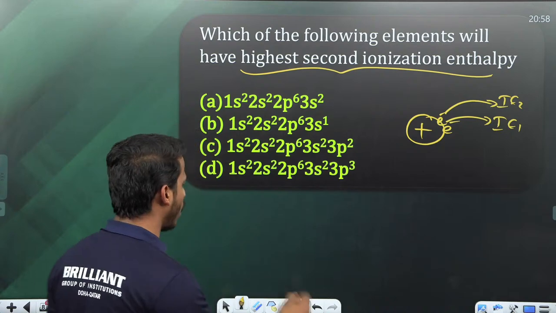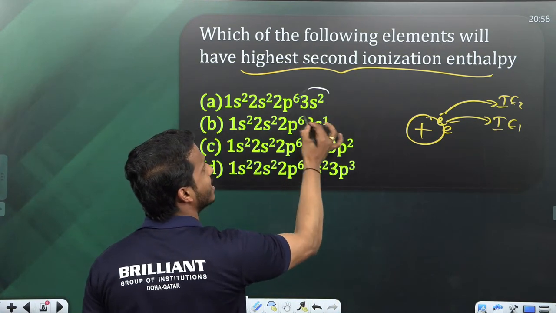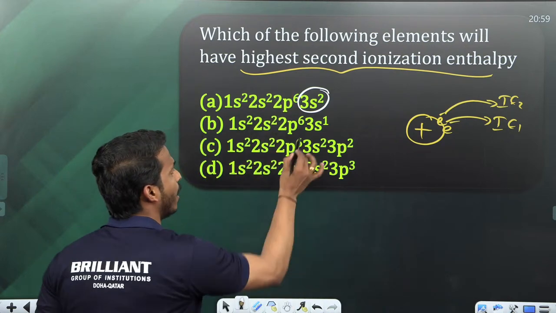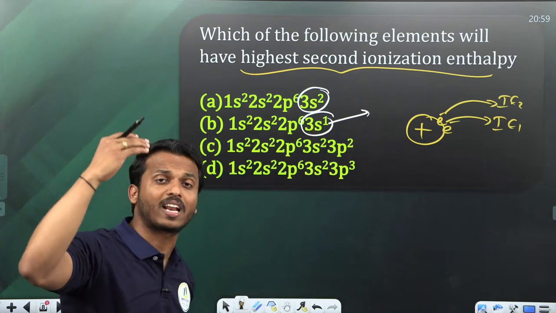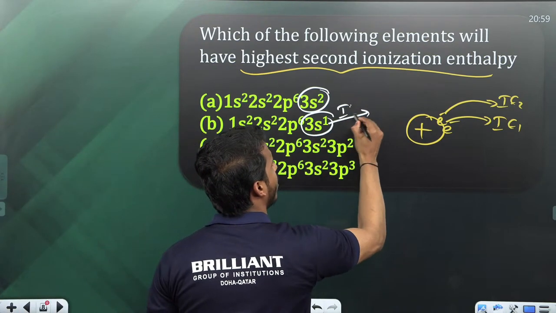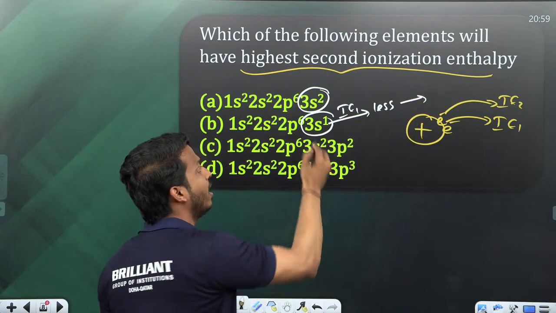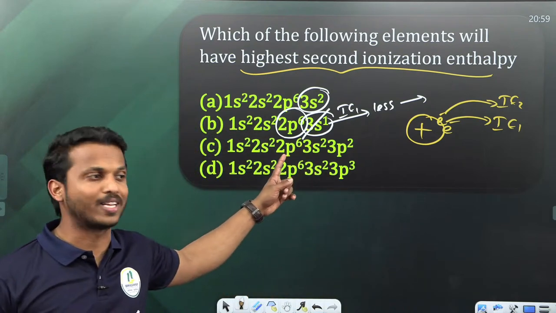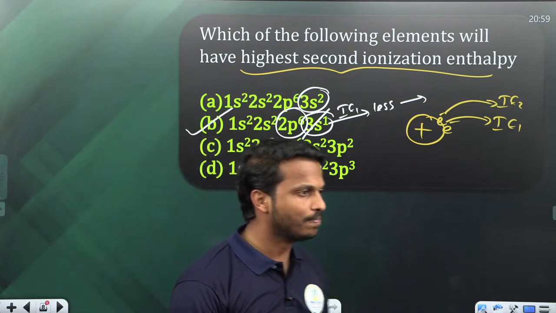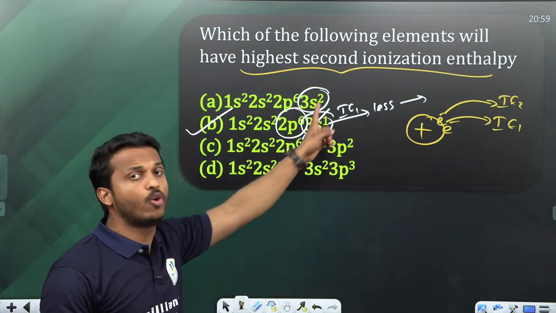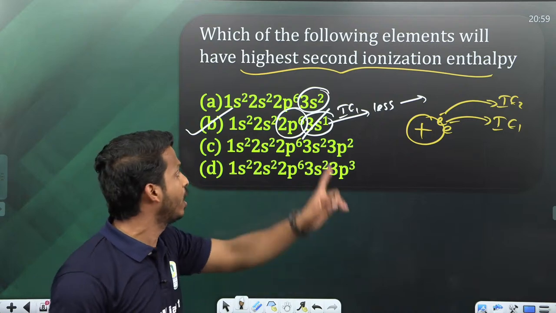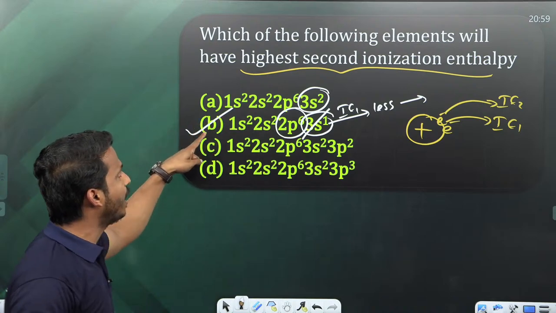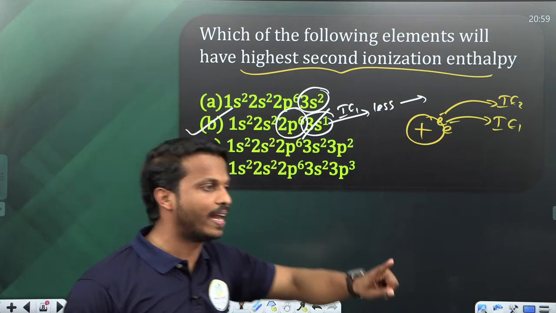Very good. Option B. Dear all, in the other option, it's already stable, right? After first ionization enthalpy, the second ionization enthalpy will be less. But in this one, 3s1 means it is ready to lose that one electron, so IE1 will be very low. After IE1, the 3s is gone, and it will be 2p6. From that, removal of one electron is harder because it is a noble gas configuration. So option B is the one with the highest second ionization enthalpy.